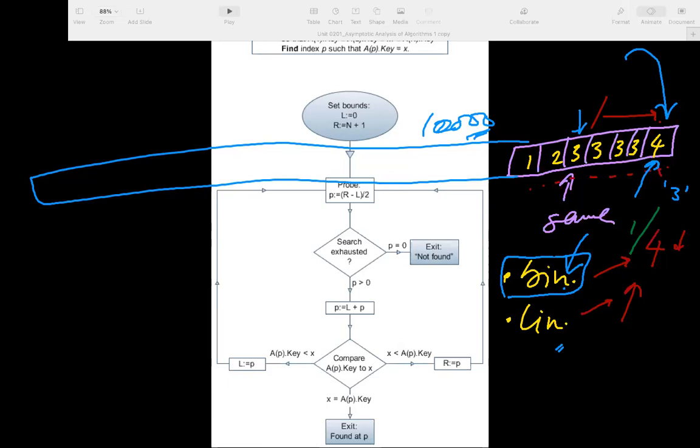Yes, but what if we want the third 3? All right. So the next question is, what if we want the third 3? There is no way to differentiate between the third 3 and this 3, as long as we have a one-dimensional array. This 3 and this 3 are the same.